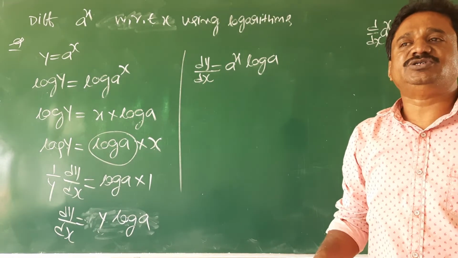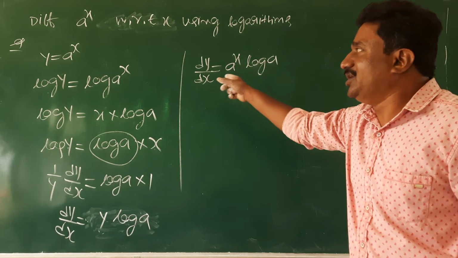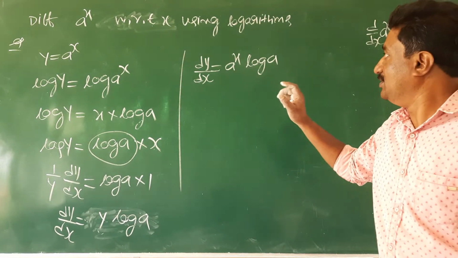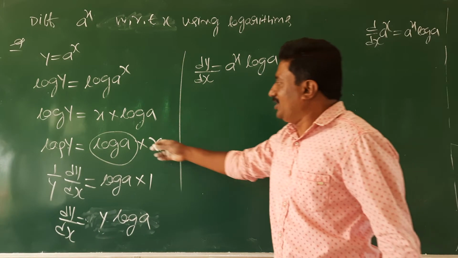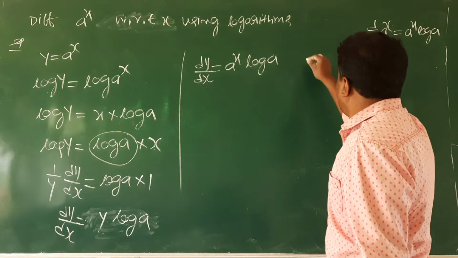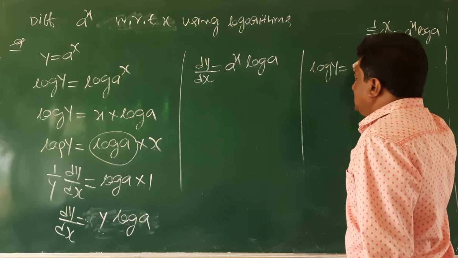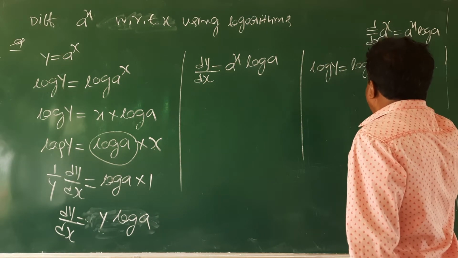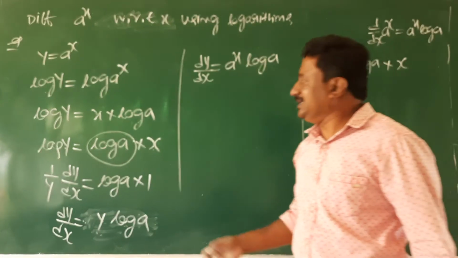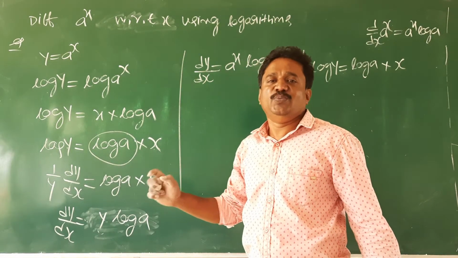This is a 2 mark question, students. Observe that carefully. Whatever the method is, the answer should be the same. Right here, one thing: I will go for applying the UV rule. Look at this, students. Log y is equal to log a into x. So this is u, this is v, and apply the UV rule.